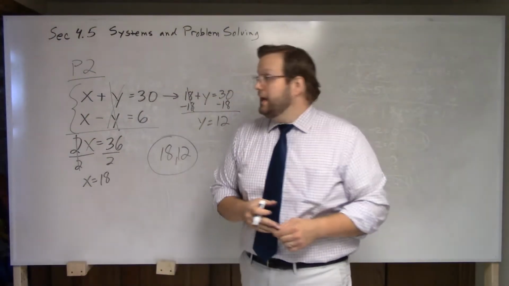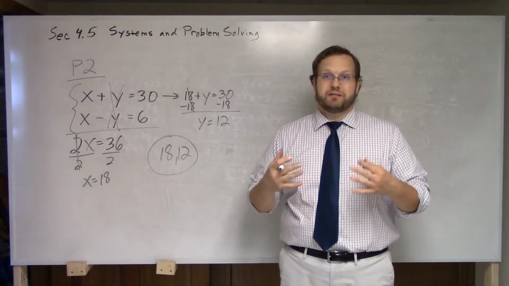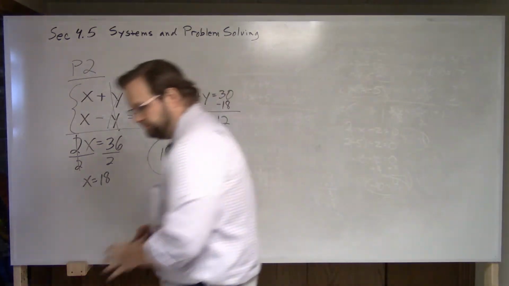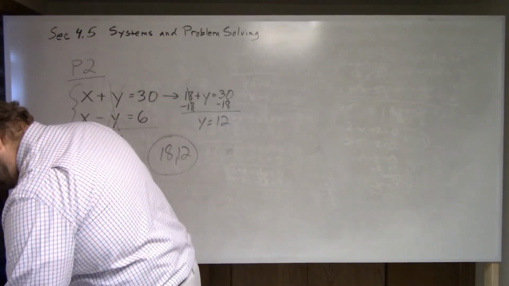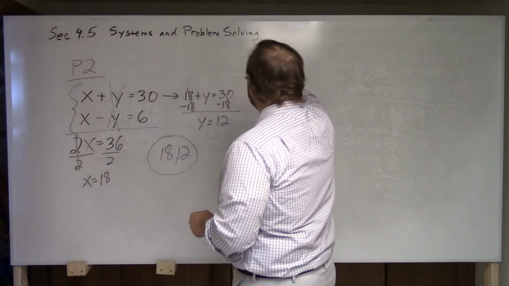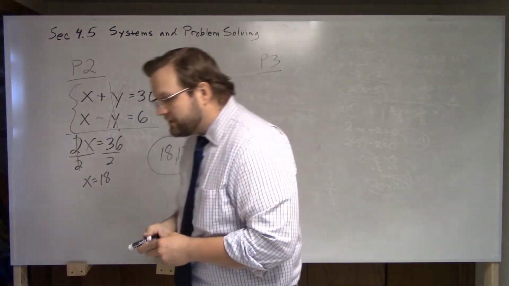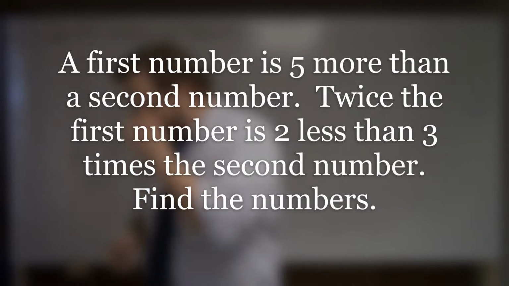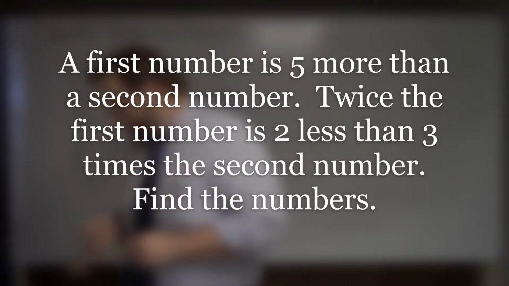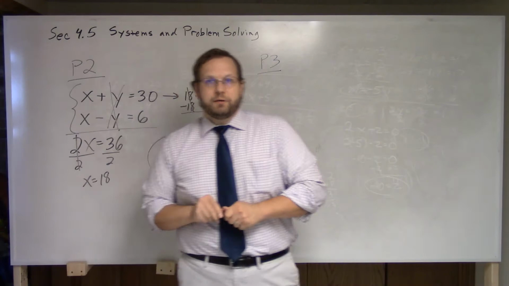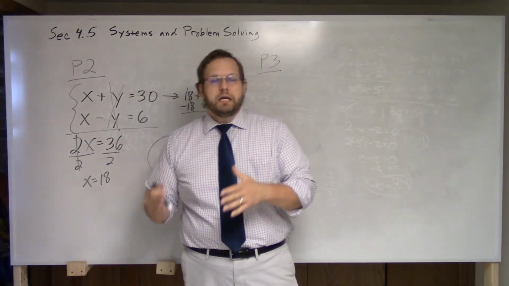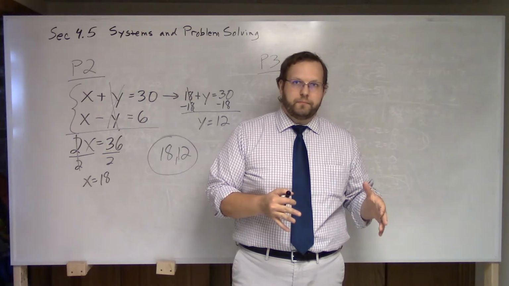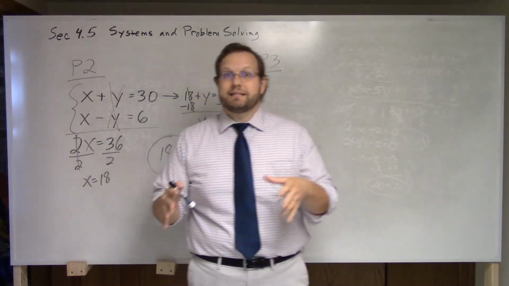So again, number problems are still just translation. Let's look at another one. Let's go to practice 3. Practice 3 is found on the bottom of page 286, and it reads, a first number is 5 more than a second number. Twice the first number is 2 less than 3 times the second number. Find the numbers. Now, whenever we're dealing with translation, which is what we're dealing with again, a sentence gives you an equation. A phrase gives you an expression, but a sentence gives you an equation.